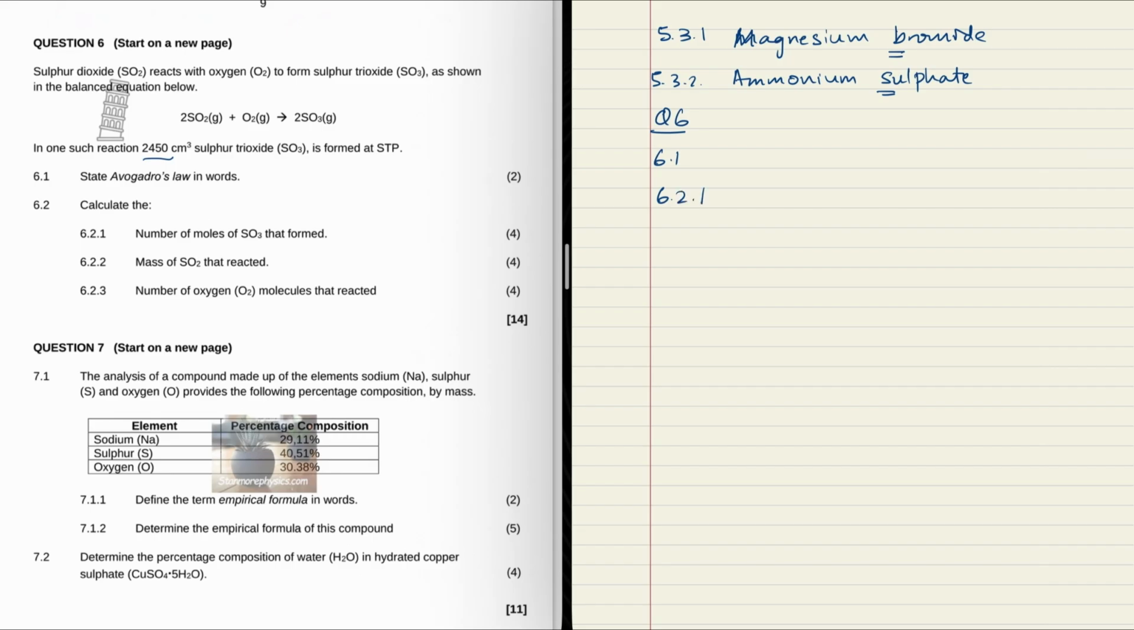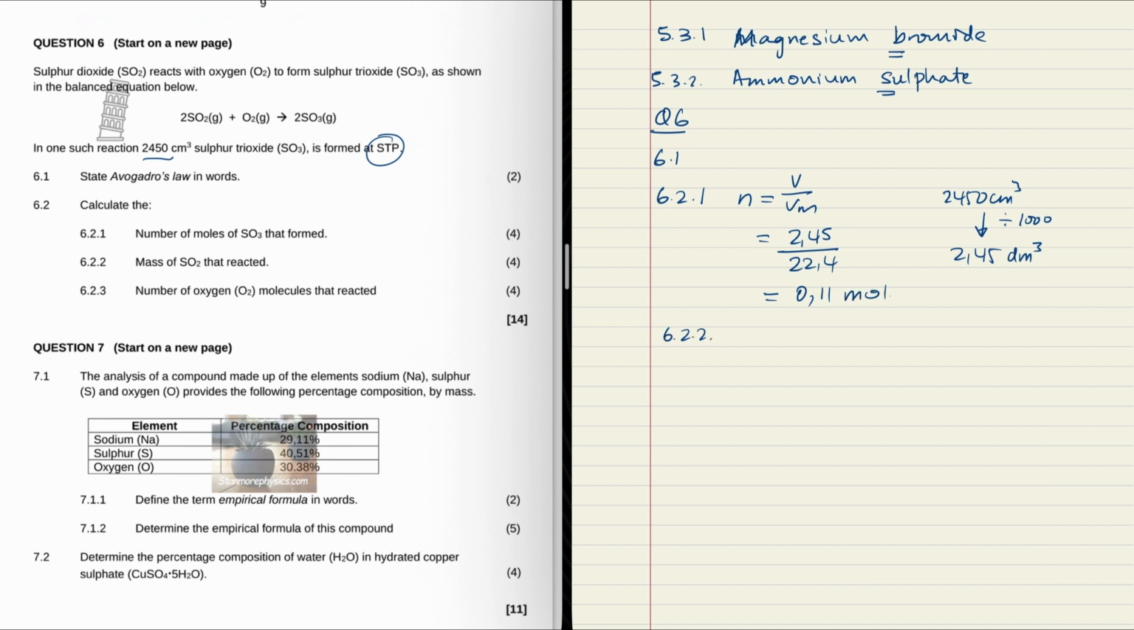Question 6.2.1, calculate the number of moles of SO3 that formed. So this is at STP, so we can use the formula number of moles equals V divided by Vm. The volume that they've given us is 2450. We cannot use centimeters cubed, we need to convert this. So to convert from 2450 centimeters cubed, all we got to do is divide by 1000. That's going to be 2,45 dm cubed. So this is 2,45 divided by Vm, which is 22,4 at STP, and that's equal to 0,11 moles.